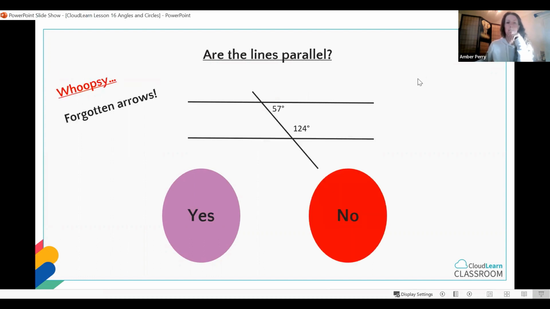Let's try again. Actually the same, it's a co-interior again. So have a go. Do you think these are parallel or not? And I'm going to give you a chance to vote on that.